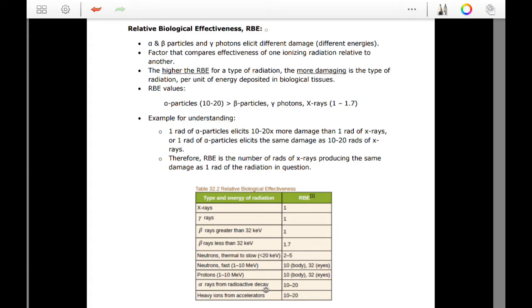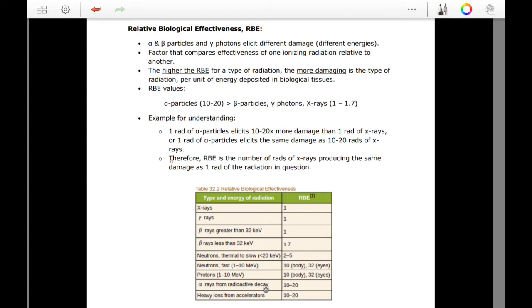And so if you need help understanding what RBE is exactly, I'm going to take you down here. We have what says 1 rad of alpha particles elicits 10 to 20 times more damage than 1 rad of X-rays. So this means that if you had 1 rad of alpha particles, then it would elicit the same amount of damage as 10 to 20 rads of X-rays. So therefore, your RBE for alpha particles will be 10 to 20 because it's always relative to the amount of X-rays necessary to compensate for the damage caused by the alpha particles.